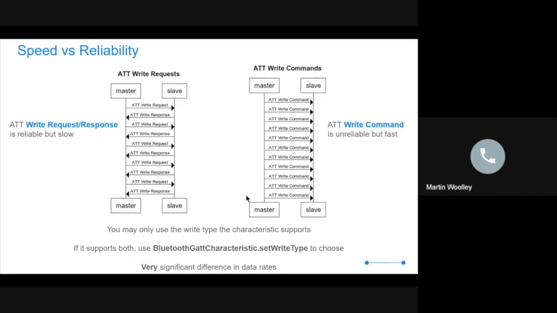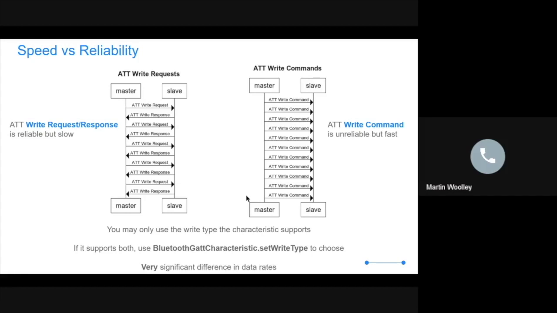It's entirely serialized. Write commands, on the other hand, are fire and forget. You can write them as fast as you like. There are no requests to wait for, and it will be way faster than using write requests, but it's not reliable with respect to the application at the top of the stack, and that's worth understanding.